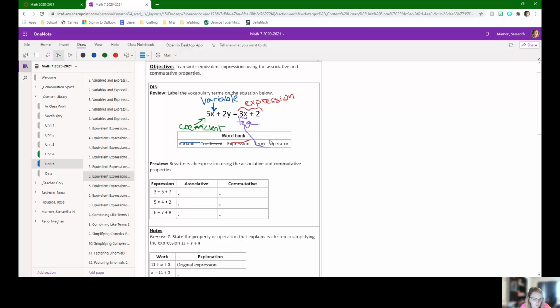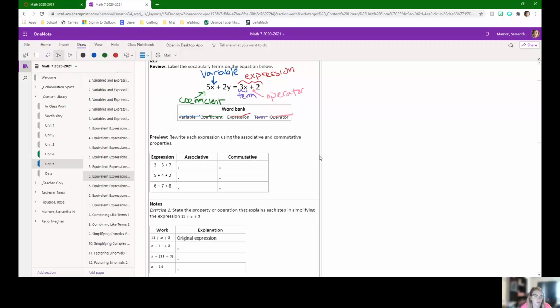Oh, my pen's being a little weird. And then operator, it could be either of these plus signs. An operator is just plus, minus, multiply, divide. Because we can't see the multiplication ones, I'm going to just label this plus sign as our operator. So there we go. We labeled all of those vocabulary words. We've already learned a lot of new vocabulary.